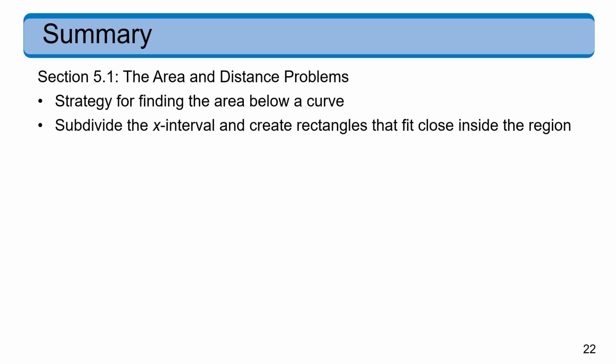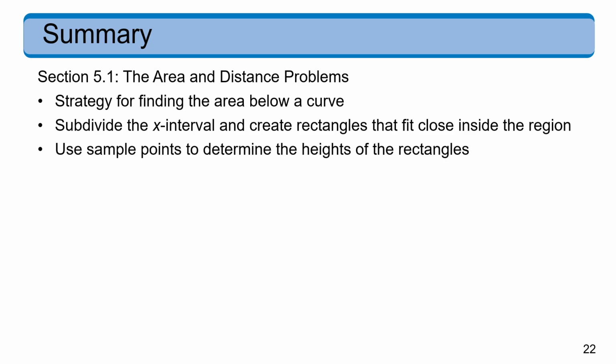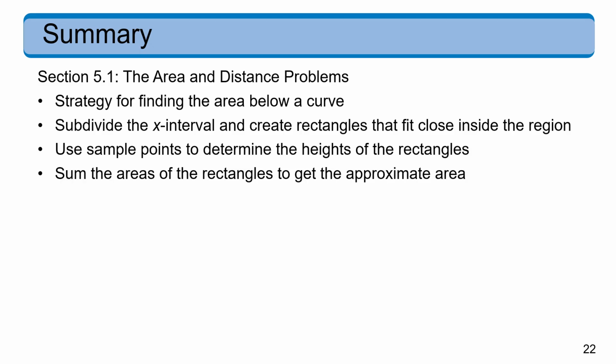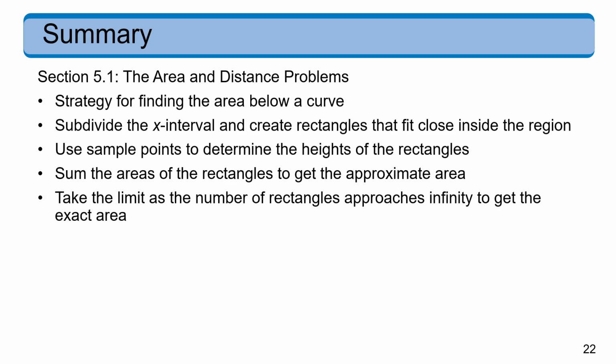So the basic strategy starts by subdividing the x interval and then using those subdivisions to create rectangles that fit close inside the region. To determine the height of each rectangle, we saw we could use the idea of sample points. Once we establish our rectangles, we find the areas of all of them and then add those together. And that gives us the approximate area under the curve. To get the exact area under the curve, we take the limit of our approximations as the number of rectangles goes to infinity.